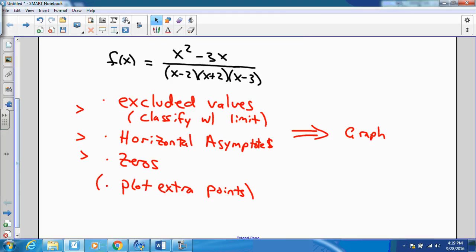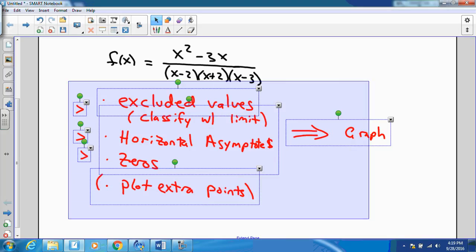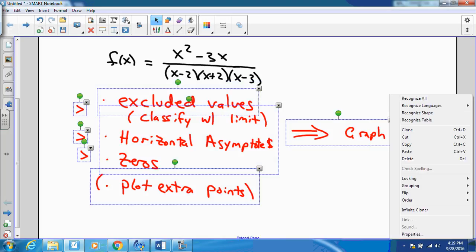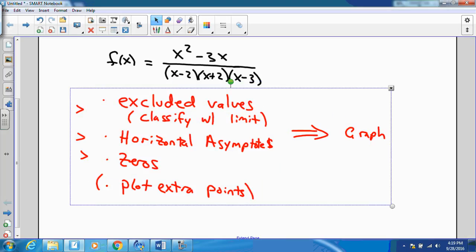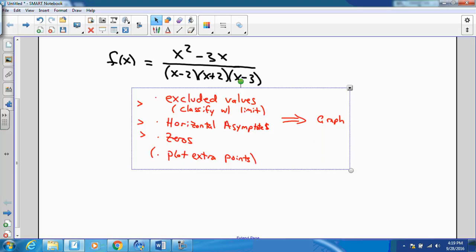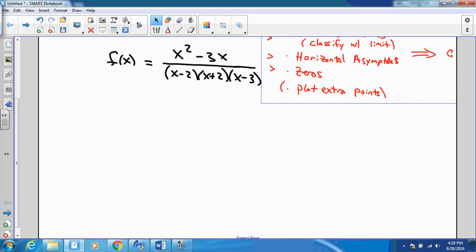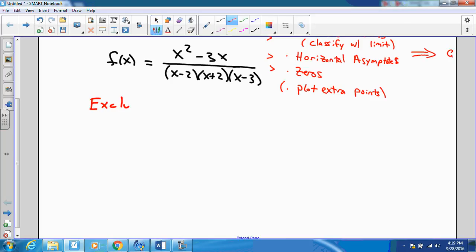So let's take our f of x and actually use this framework right here. Group that together and shrink it down a little bit. We're going to use this framework right here to get a good graph of our function. First, I want the excluded values.